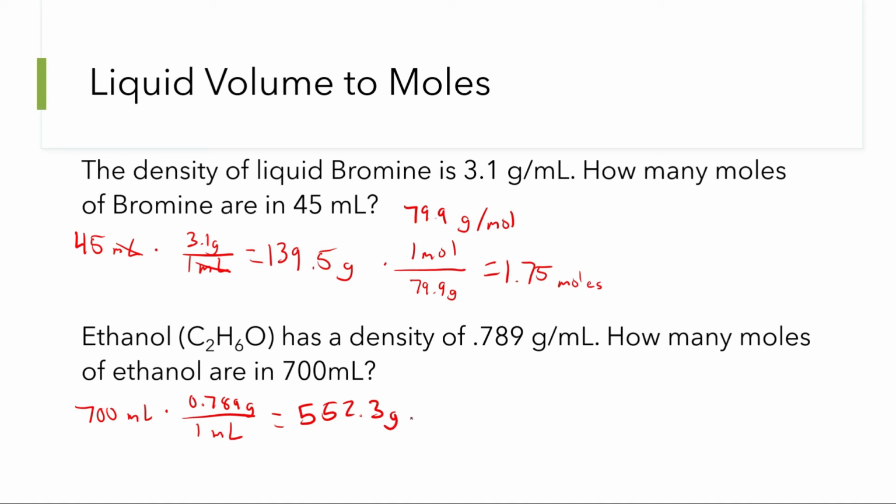Then we need to use the molar mass of ethanol, which is C2H6O. Remember that when we're calculating molar mass, we're going to need to do 2 times the mass of carbon, 6 times the mass of hydrogen, and 1 times the mass of oxygen. I'm going to round all of these to make it 24 for the carbons, 6 for the hydrogens, and 16 for the oxygen, which will give us a total of 46. So I'm going to do times 1 mole per 46 grams. Grams cancel, and we will get about 12 moles.